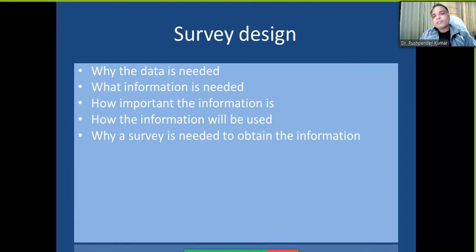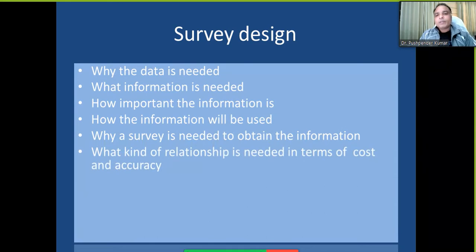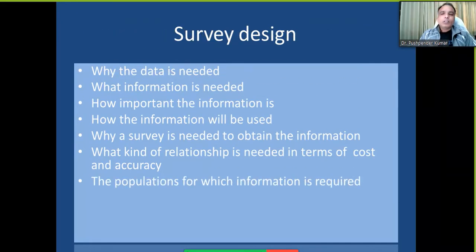So why is a survey needed to obtain the information? Is it the right method to go and conduct a survey, or could there be other methods also to collect the information? What kind of relationship is needed in terms of cost and accuracy? If cost is higher, if you have to incur a high cost, then obviously you would like to have 100% accuracy or good accuracy. And the population for which information is required: which population are you targeting?